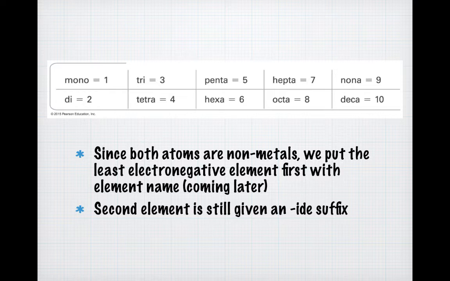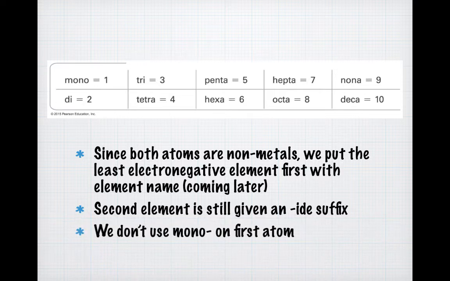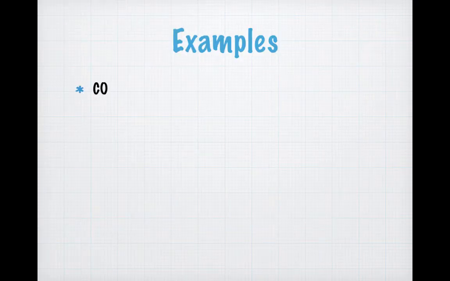Now, one exception we have to this naming convention is that we never use mono on the first atom. If there's only one of that first atom, we don't put mono, we don't put any prefix, we just use its name, and that tells us that there's just one of that first atom. Let's take a look at some examples here.